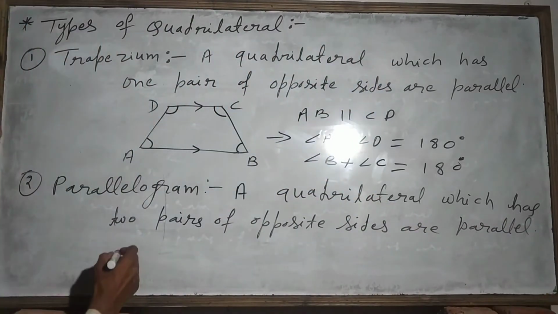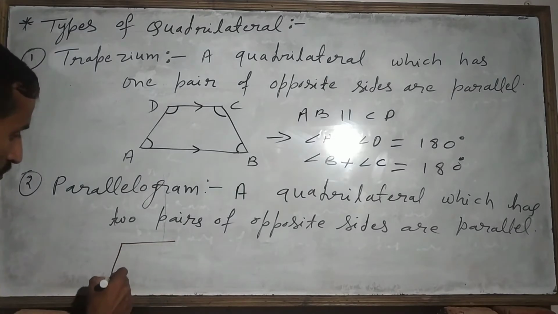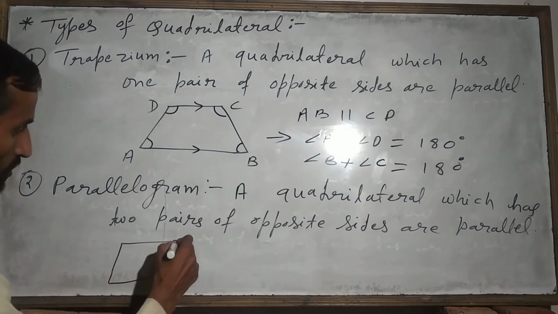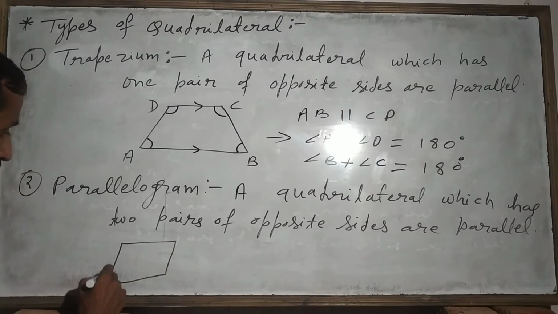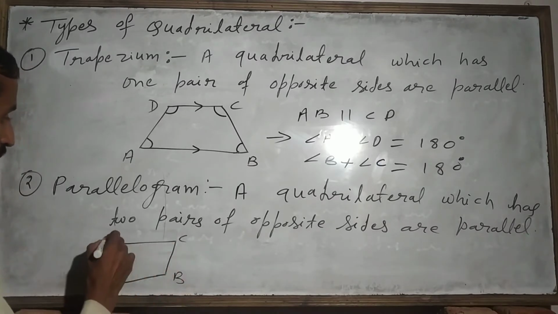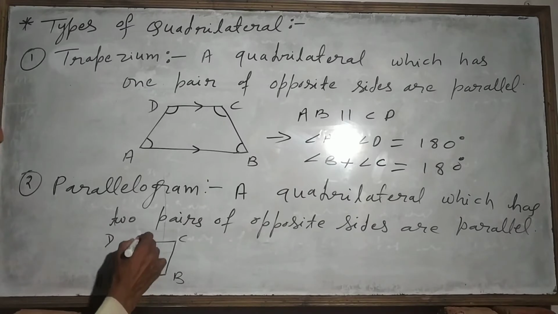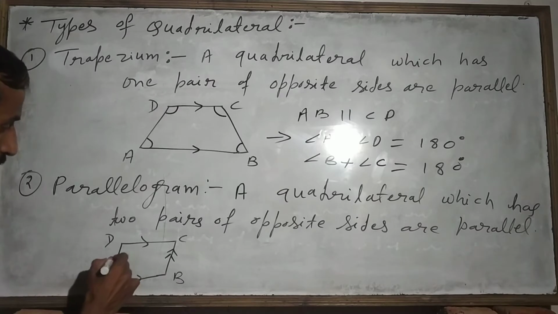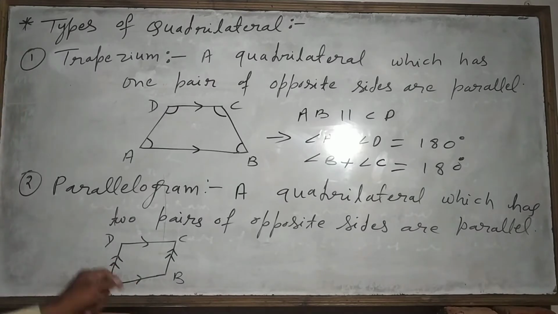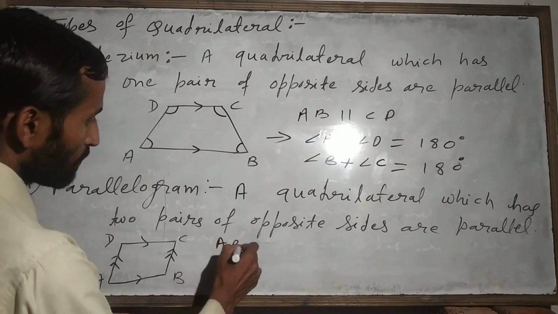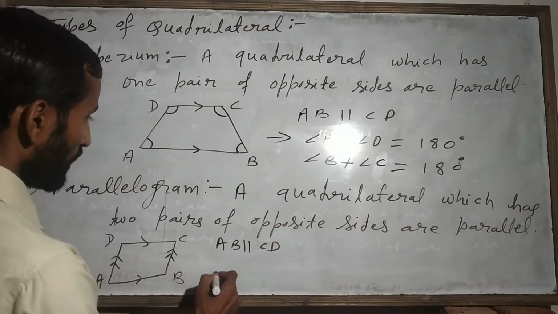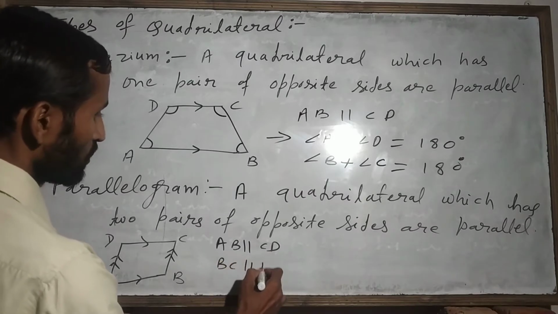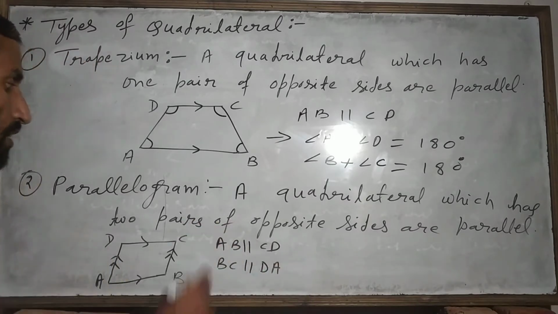So we can draw a diagram like this. This one is called a parallelogram, A, B, C, D. This side is parallel to this side and this side is parallel to this side, meaning two pairs of opposite sides are parallel. It is called a parallelogram. We write AB is parallel to CD and BC is parallel to DA. Two pairs of opposite sides parallel is called a parallelogram.